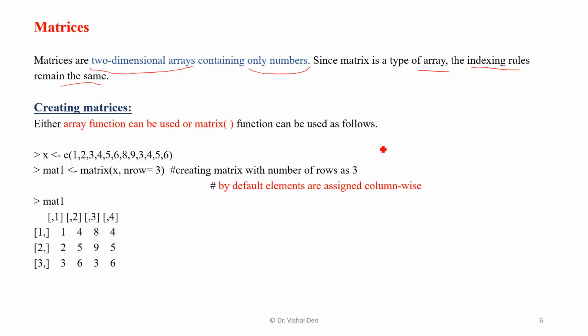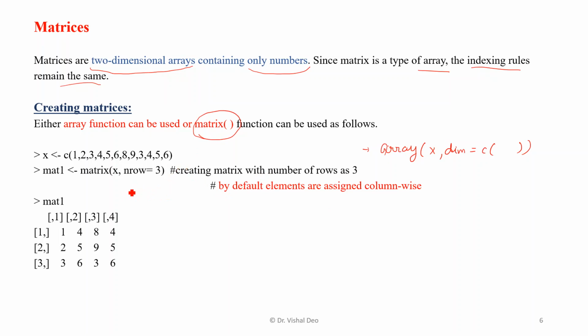So one way is to use the function array, which we have already discussed. In array, remember, as the first argument we passed the vector of elements which we wanted to assign to the array, and the second was dim, where we define the dimension of the array. Another way, if we are dealing with matrices in particular, is another function called the matrix function, and this can be used instead of the array function if we are dealing with matrices.